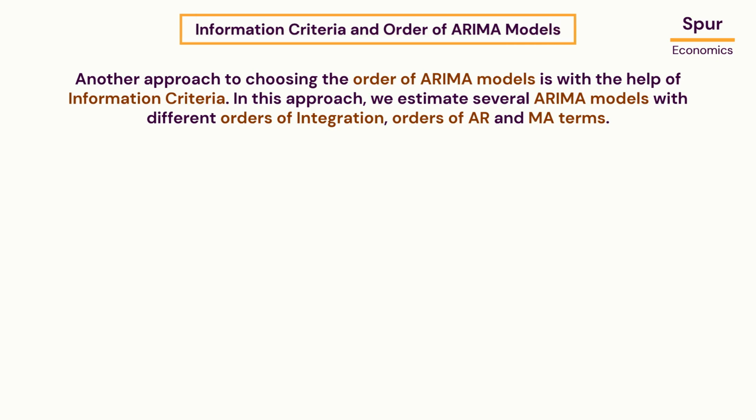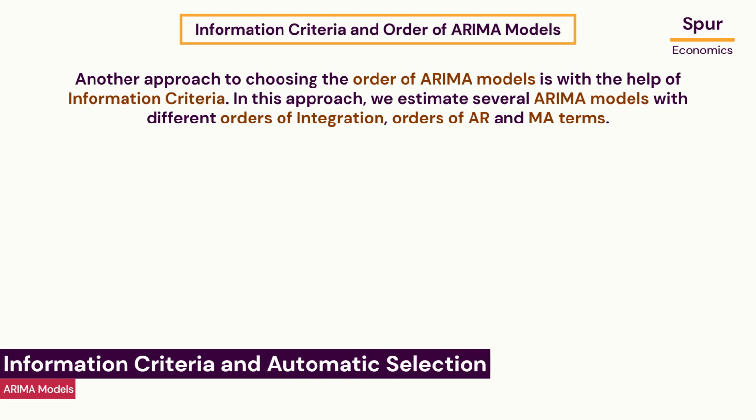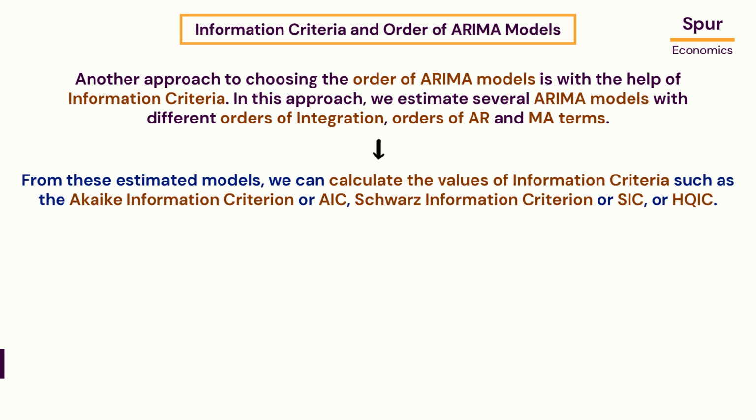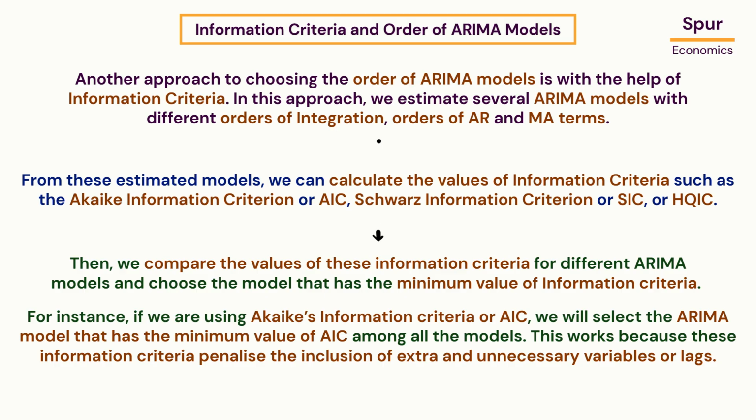Another approach to choosing the order of ARIMA models is with the help of information criteria. In this approach, we estimate several ARIMA models with different orders of integration, orders of AR and MA terms. From these estimated models, we can calculate the values of information criteria such as the Akaike information criterion or AIC, Schwarz information criterion or SIC, or HQIC. Then, we compare the values of these information criteria for different ARIMA models and choose the model that has the minimum value of information criteria.